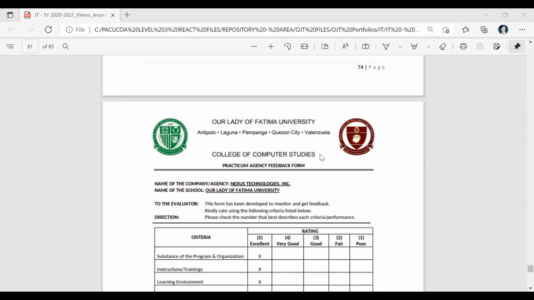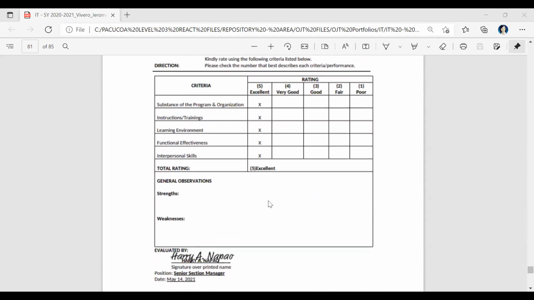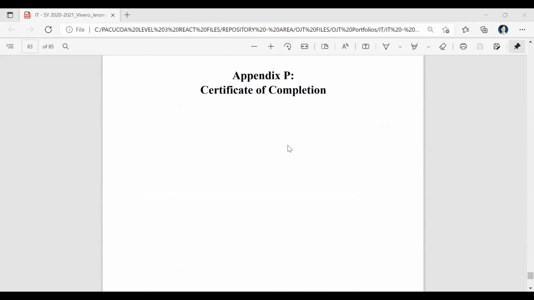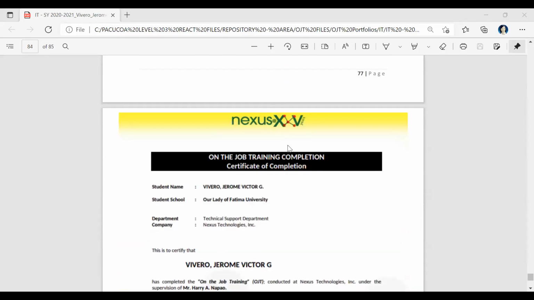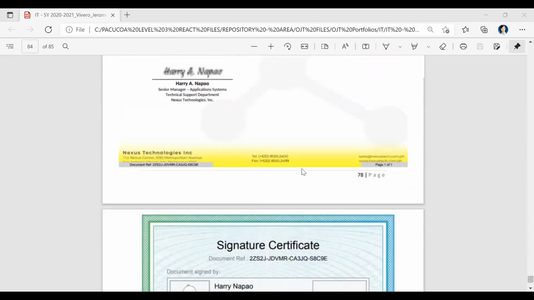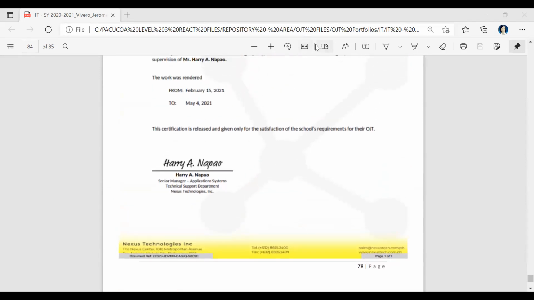Then the practicum agency feedback form: our OJT company where you were deployed will also evaluate the practicum program. So we are the practicum agency, the one who provides them the practicumers. This is also for the OJT company to fill out. Then, of course, the last is the certificate of completion, which is going to be provided by the company. And it should state that you finished 500 hours, with the start date and the end date signed by the OJT company superior.